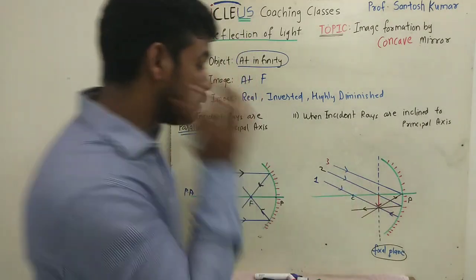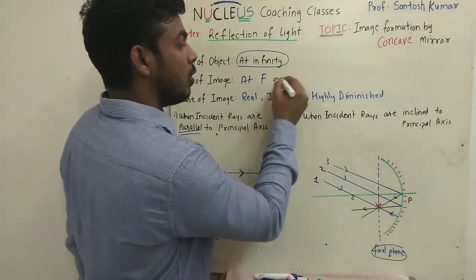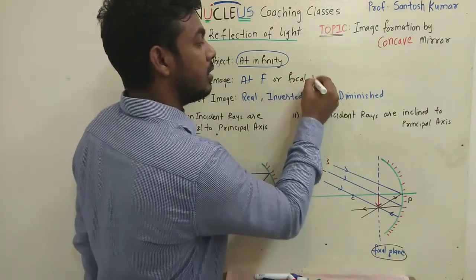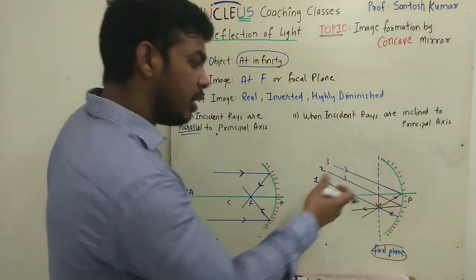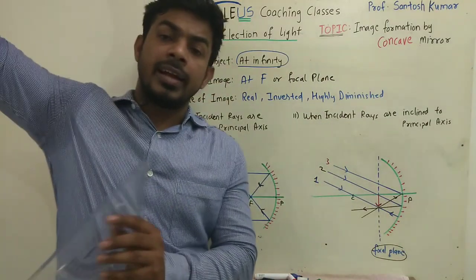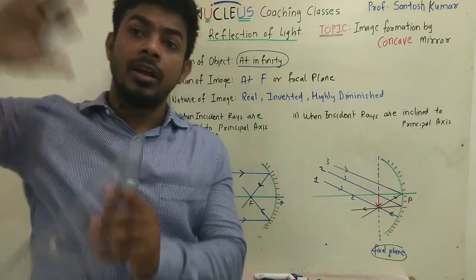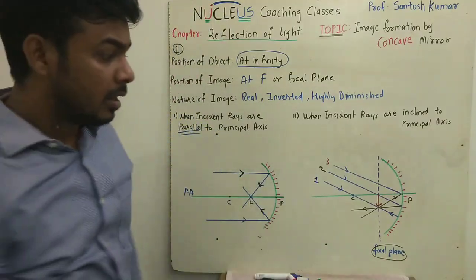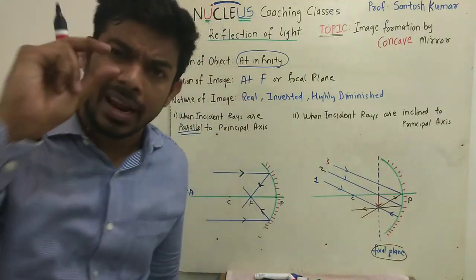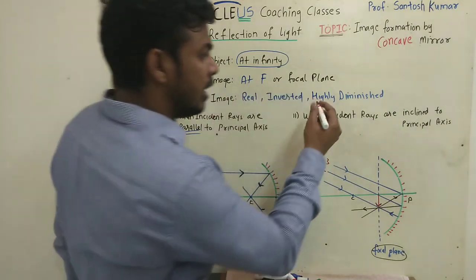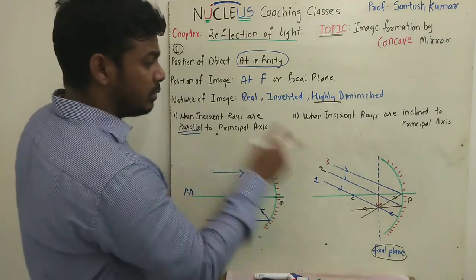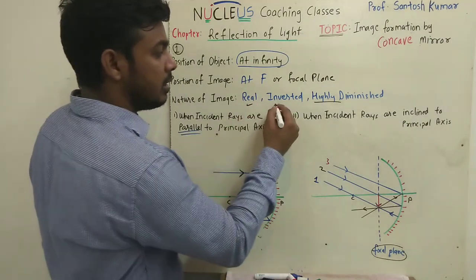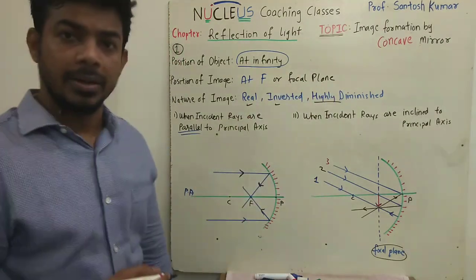So this is the image. So where is the image obtained? At F, or I can write it at focal plane, right? And this image, you can see the image is coming from infinity, that means object is located at infinity, which can be of very big size, but the image we can see it is of finite size, very small. So still you can write it highly diminished. Nature is still the same. It is formed due to actual intersection, so it is real, inverted and highly diminished.